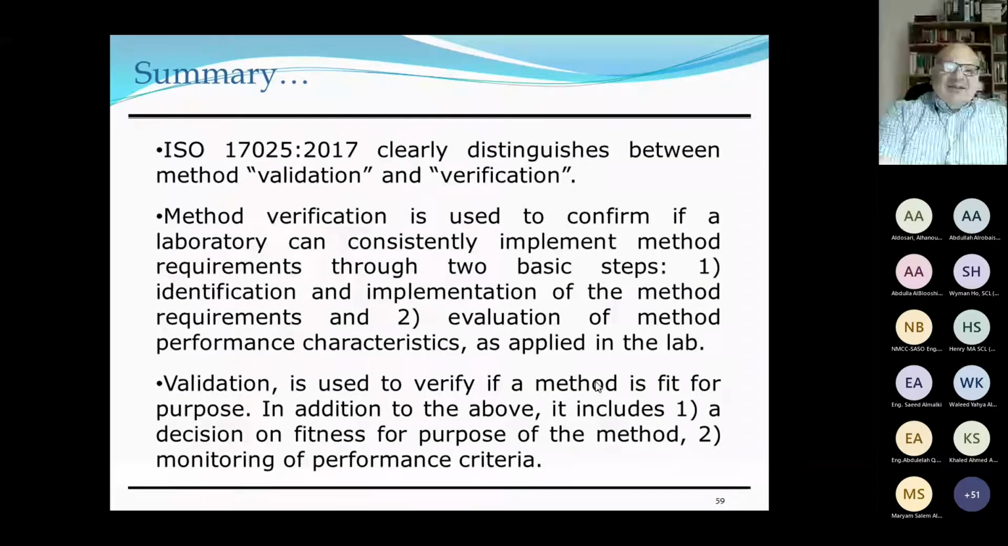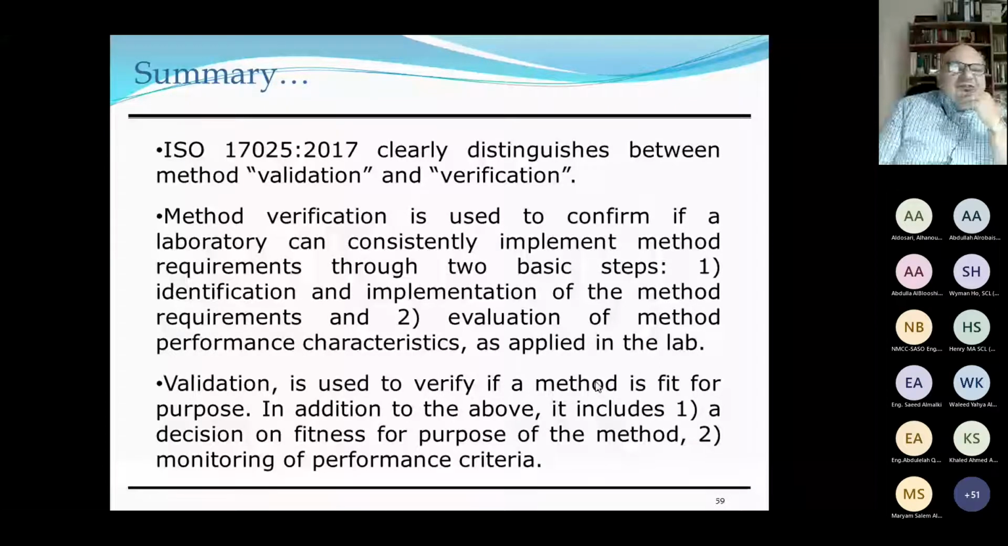Okay, to summarize. 17025 clearly distinguishes between method validation and verification. Method verification is used to confirm if a laboratory can consistently implement method requirements through two basic steps: identification and implementation of the requirements, and evaluation of method performance characteristics as applied in the lab.